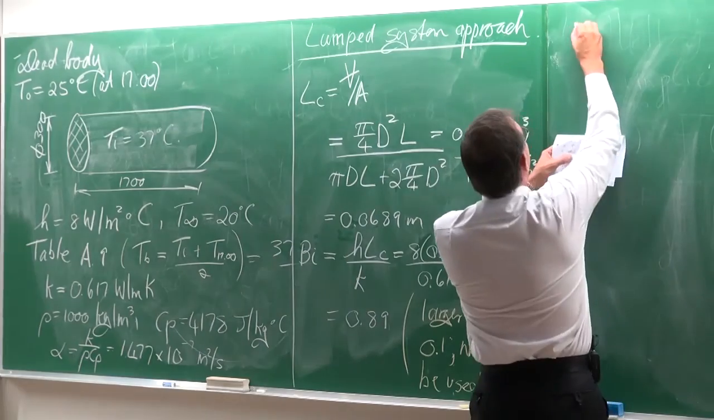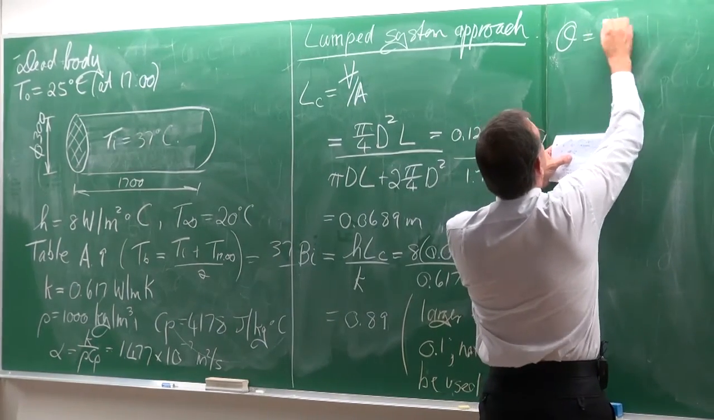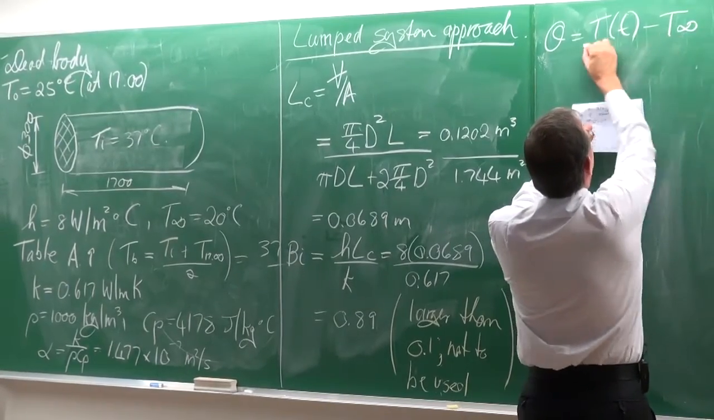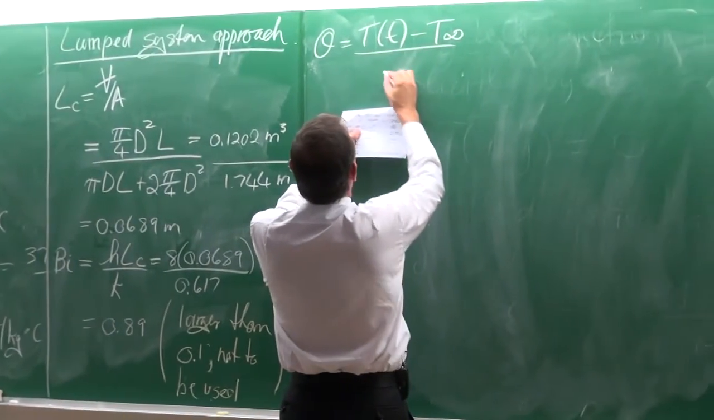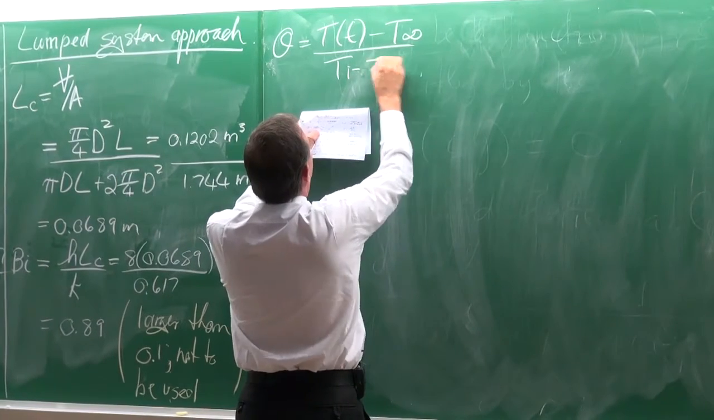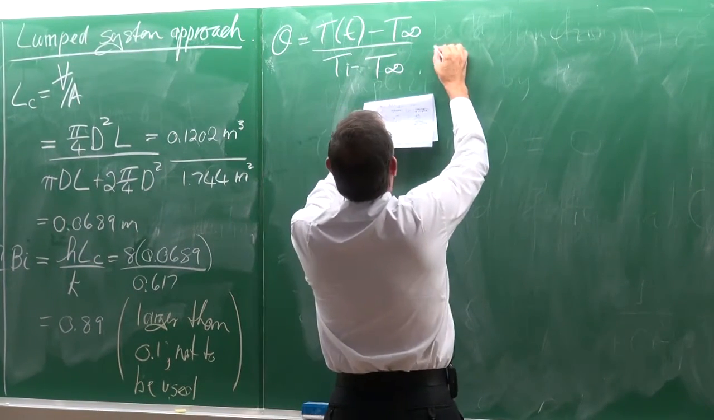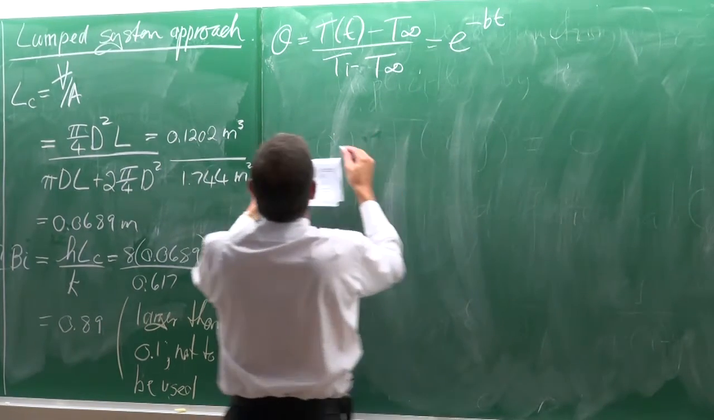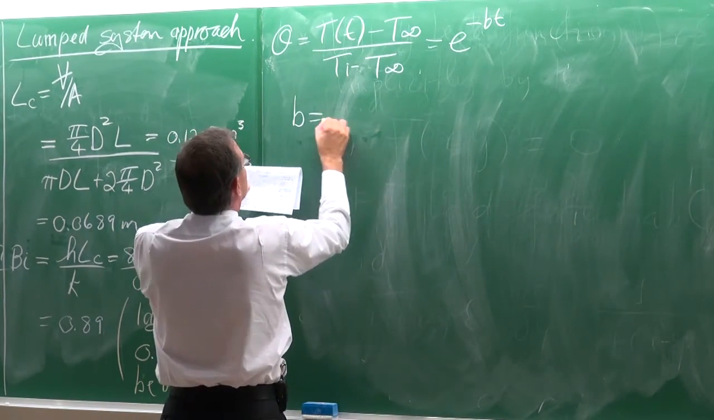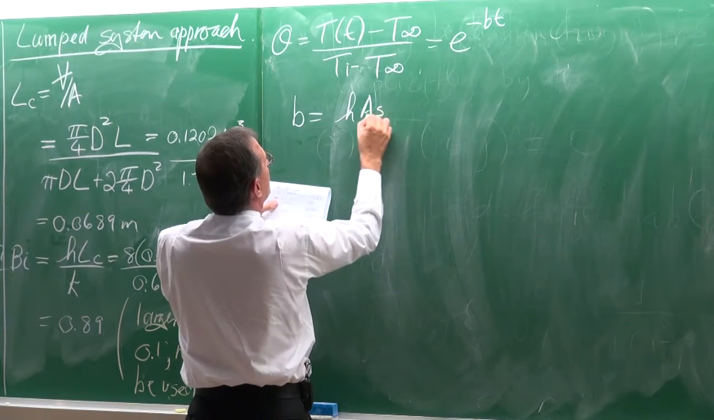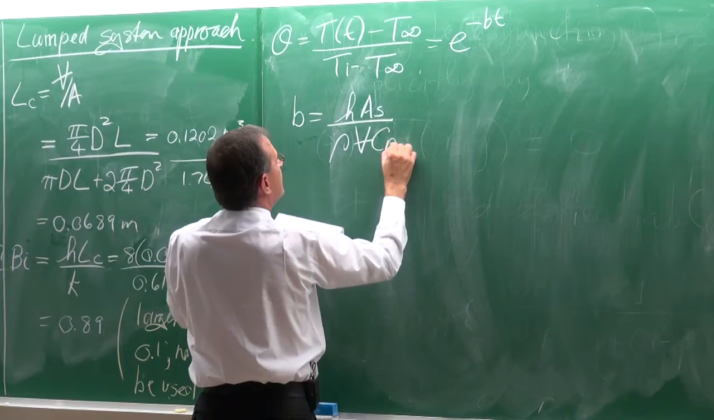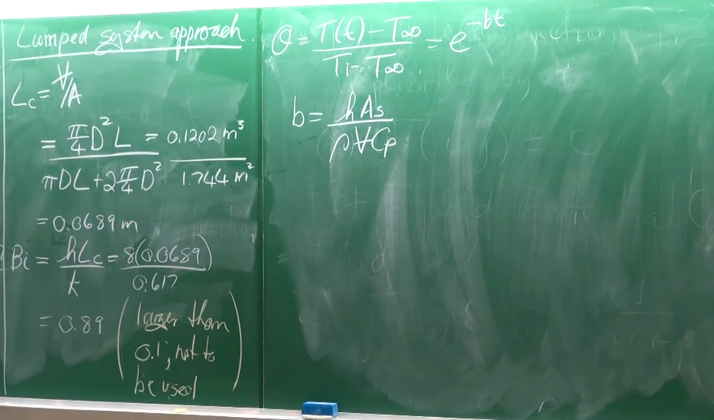So the non-dimensionalized temperature for the lump system approach is equal to the temperature minus T infinity, divided by Ti minus T infinity, and that is equal to e to the minus bt, where b is equal to the heat transfer coefficient multiplied by the surface area, divided by rho, the volume, and Cp.